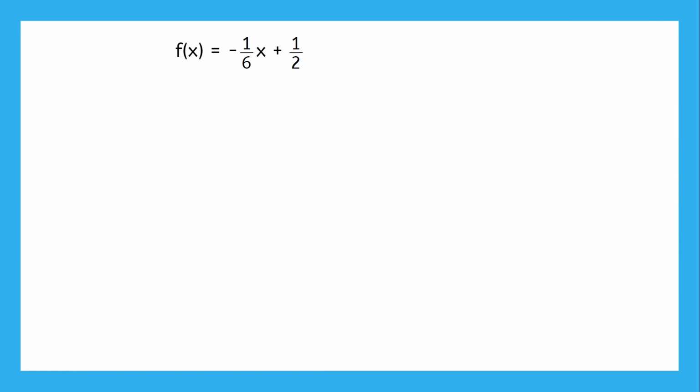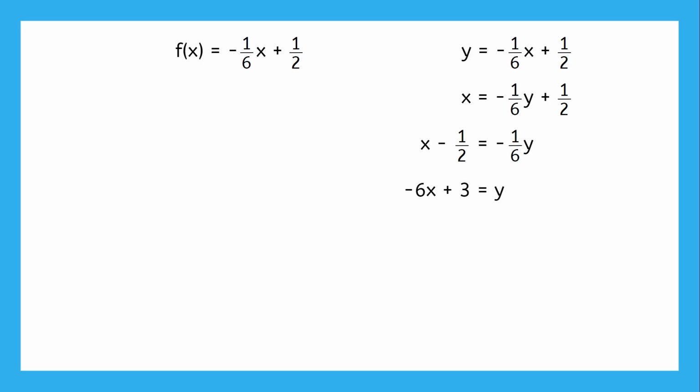One more example. Pause the video and try to find the inverse yourself, then continue watching to see if you got it right. All right, let's find this inverse. Change the f of x to y, swap the variables, and isolate the y by subtracting 1/2 and multiplying by -6. Flip the y to the left side, and finally, rewrite it using inverse function notation. The inverse of -1/6 x plus 1/2 is -6x plus 3. You can check it using inputs and outputs or by graphing if you want.